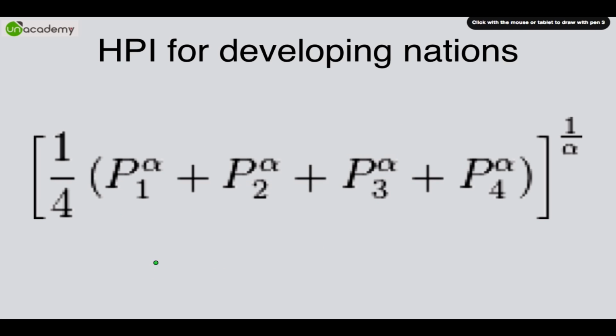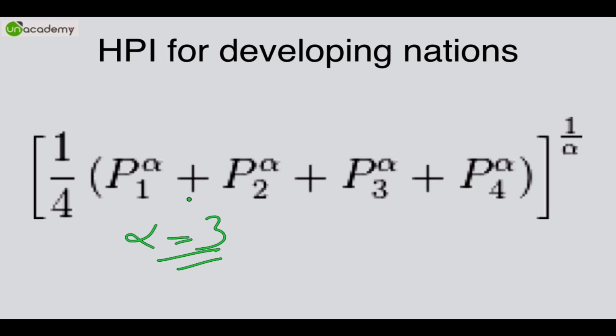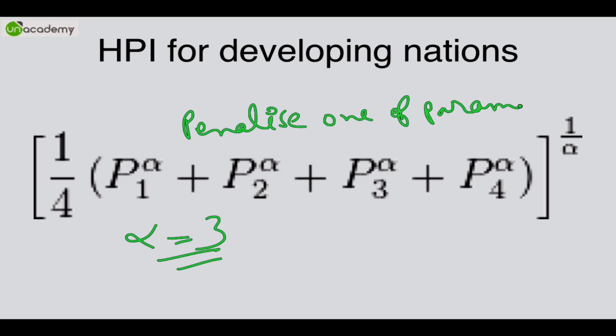So the calculation formula is exactly the same. Alpha is again here 3, not 4. So it is again to penalize if there is a huge deviation in one of the parameters. Okay, so to penalize and exaggerate it, and to give a better picture of poverty, this formula is used.